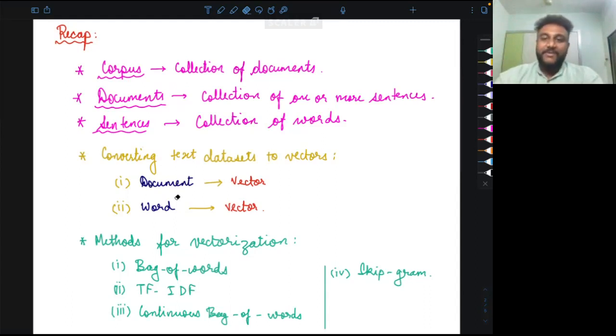There are two ways we can convert text data sets to vectors. We can either work at the document level or we can work at the word level, right? The methods for vectorization are bag of words, TF-IDF, continuous bag of words, and skipgram. These are the methods that we have studied so far. Can you guys quickly tell me, out of these four, which one will help me convert a whole document to a vector? You can just give me the numbers: number 1, number 2, number 3, number 4.